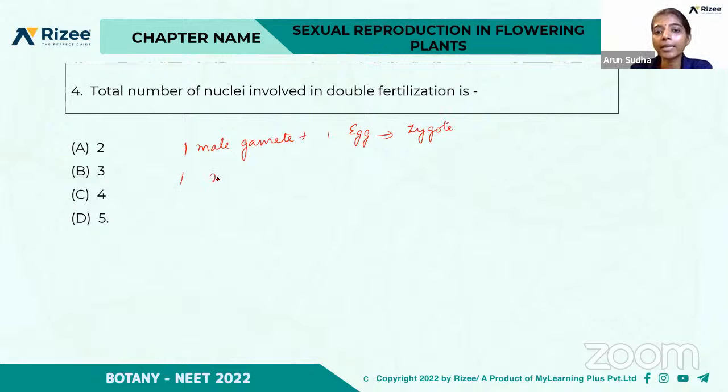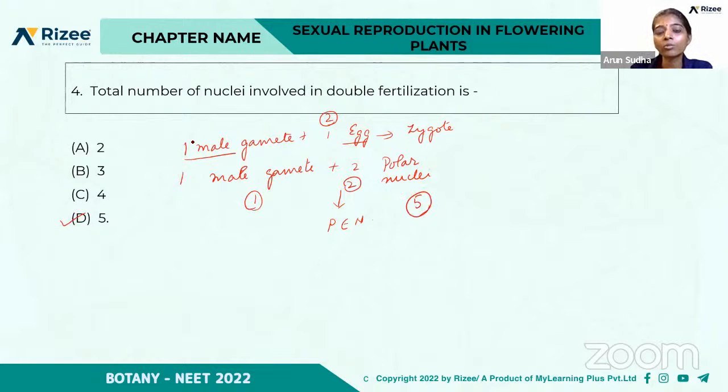Then 1 male gamete plus 2 polar nuclei. So this leads to the formation of the primary endosperm nucleus. So here 1 nucleus and here 1 nucleus, 2 nuclei, and here 1 nucleus and 2. So totally 5 nuclei are involved. So D is the right option.